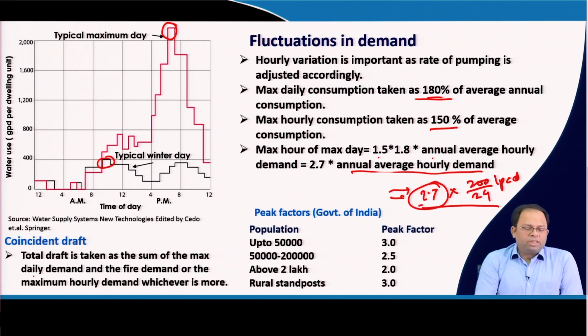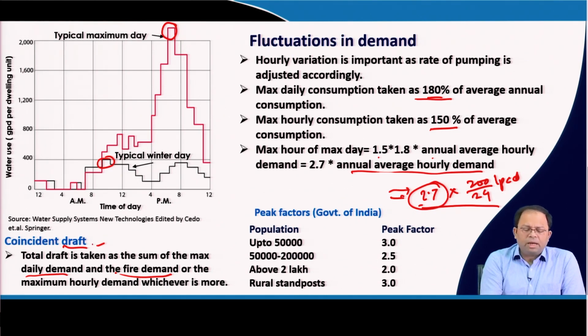There is another demand which is called the coincident draft, where draft is basically the demand. Total draft is taken as the sum of the maximum daily demand and the fire demand. Either we take the maximum daily consumption, which is around 180% of the average, plus the fire demand, or the maximum hourly demand, whichever is more. So either we take 2.7 times the annual average hourly demand, or we take maximum daily consumption plus the fire demand, whichever is more is the coincident demand, or the amount of water that has to be supplied while fighting a fire. So this is what we need to decide.